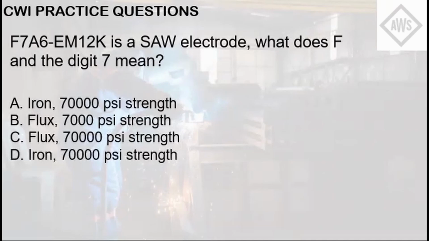So for the nomenclature of the SAW electrode, F means flux. So for SAW, flux is included in the designation. The digit 7 here is 70,000 psi strength or 70 ksi. I might do a video regarding this, discussing the SAW electrodes and their nomenclature. So the answer here is, of course, letter C, flux, with 70,000 psi strength.